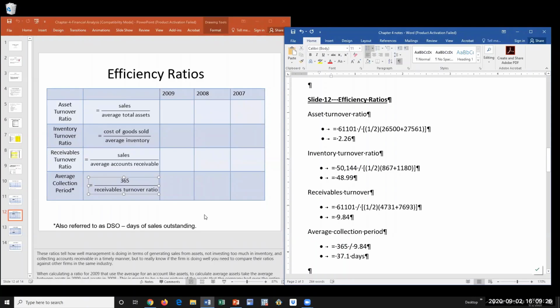So that's average collection period, and these are all efficiency ratios, and we can use them to compare how one company is doing compared to another. But when you do that, you do need to make sure that companies are in the same industry, because things like inventory turnover are going to be a lot different at a grocery store than at a company that's selling something like jet plane parts.